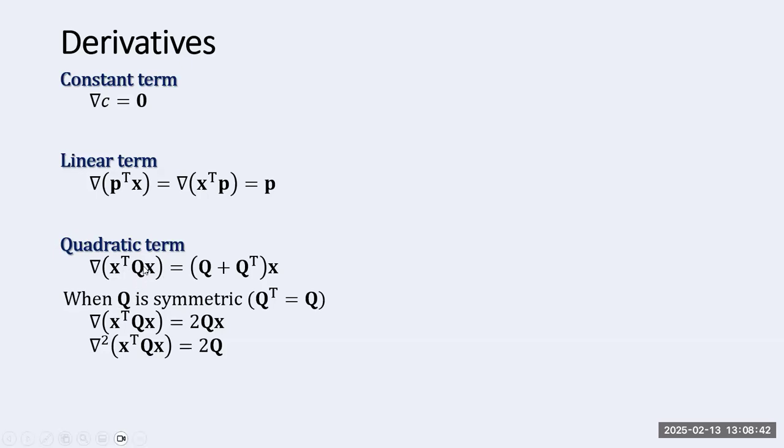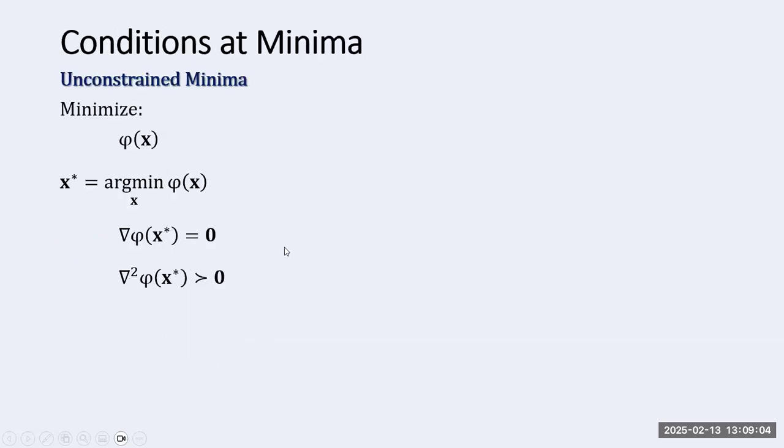But we won't assume that it is symmetric. So the derivative of this is (Q plus Q transpose) X. Now, when Q is symmetric, the first derivative is twice QX. And likewise, the second derivative is simply twice Q. Okay, and we'll use this here.